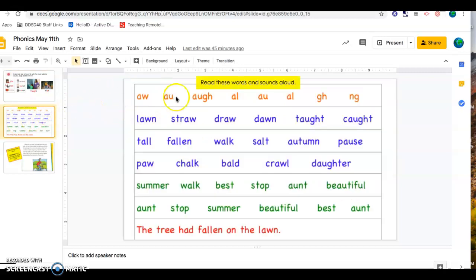On the next slide, it says, read these words and sounds aloud. So you're going to practice the sounds that are in orange. These are our new sounds that we're focusing on this week, as well as sounds we focused on last week. And then you're going to read the blue words to practice our vowel patterns. If you would like to read the green, you can. You don't have to, those are not as important, but please do read the red sentence.